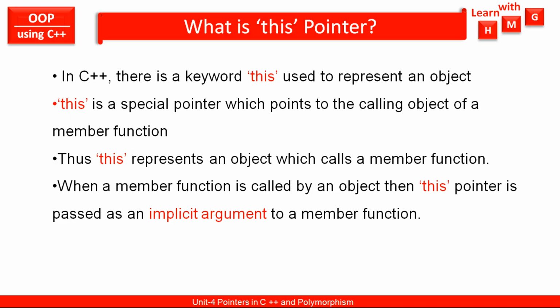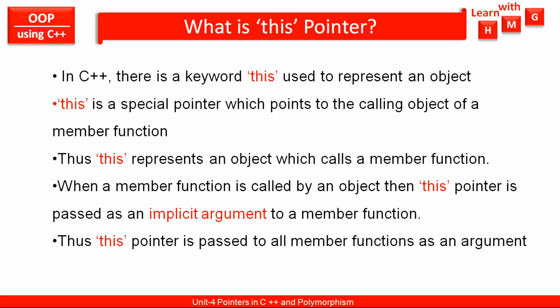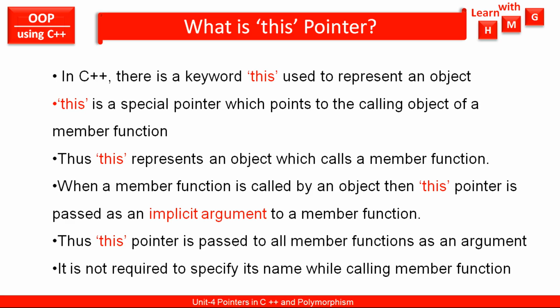So whenever the member function gets executed, this implicit argument, that is this pointer, is always available for the operation within the member function. Thus this pointer is passed to all member functions as an argument. So you may write any C++ program, and whenever you are calling any member function of any class using an object, this pointer is always there, and it is always pointing to the calling object, and it is always passed as an implicit argument. It is not required to specify its name while calling a member function.